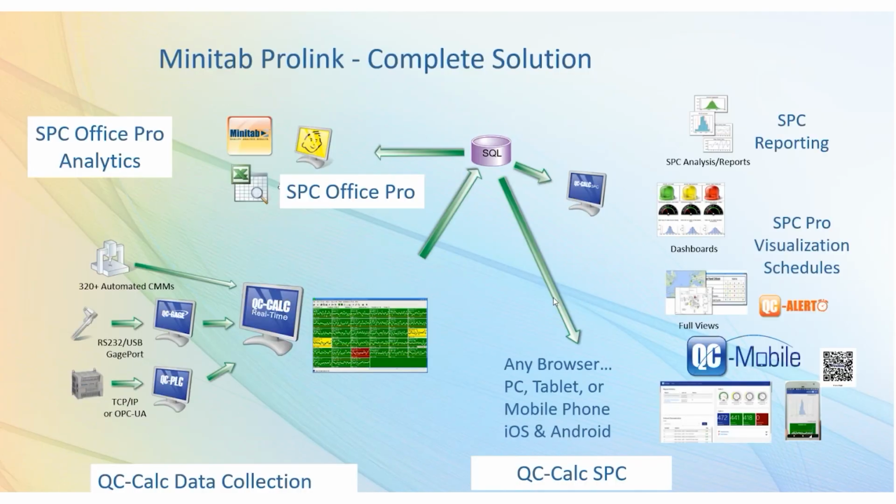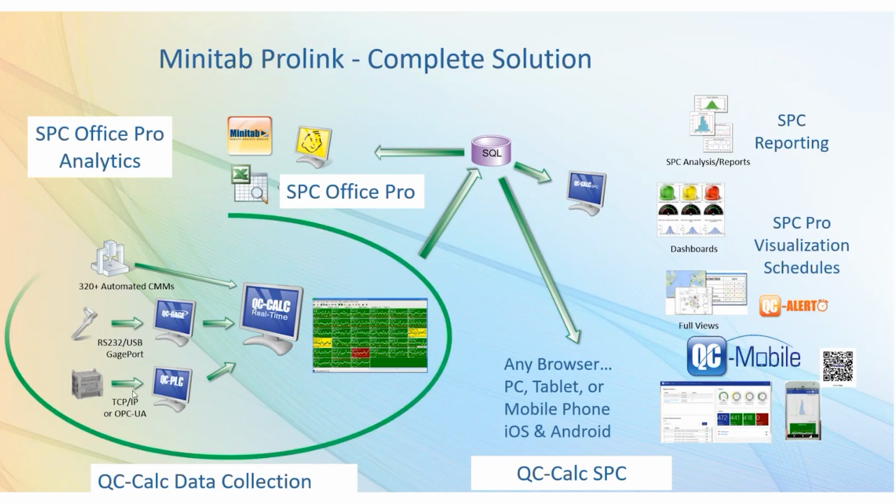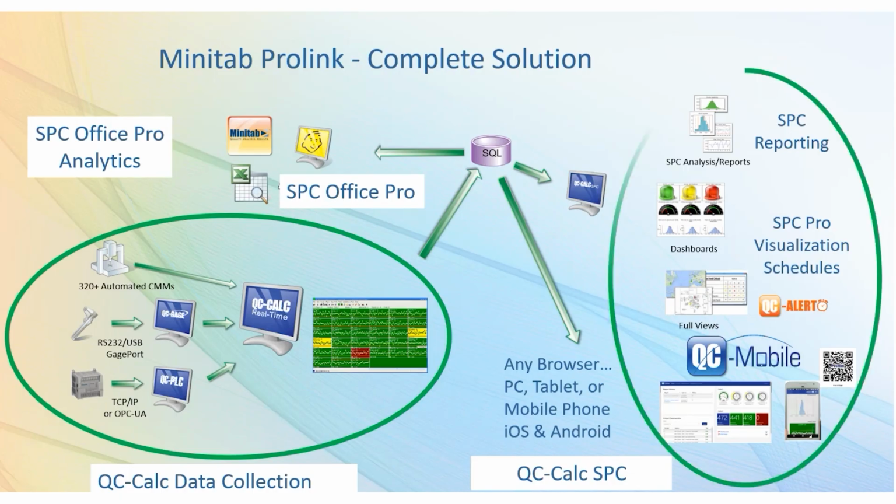Okay, so one more slide to take a look at how these products actually fit together. QC-CALC, QC-Gage and PLC are all part of the QC-CALC data collection part of the product line from Minitab. That gives you the ability to do CMMs, hand tools, and PLCs. The data all flows through QC-CALC Real-Time into the standard centralized SQL database. And then on the reporting side, there are the SPC reporting and Pro products and the QC Mobile product, which I mentioned as a browser.